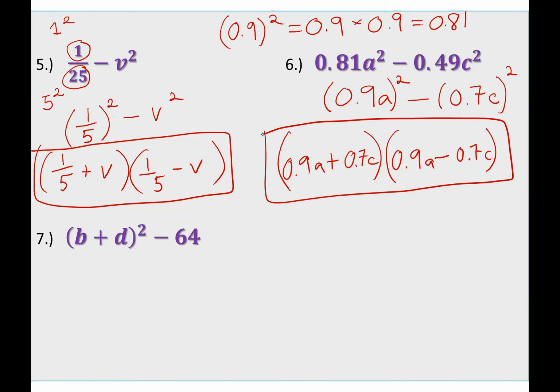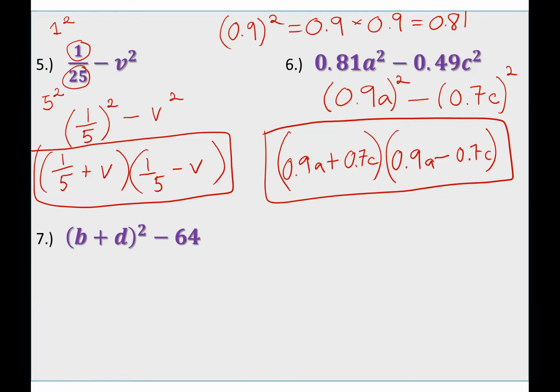Okay, so I know it looks a little more complicated with decimals, but I hope you could see that the decimals were still pretty much perfect squares, and you might need your calculator to help out a little bit there. So 0.81 ended up being 0.9 squared, and then 0.49 ends up being 0.7 squared. All right, number 7.